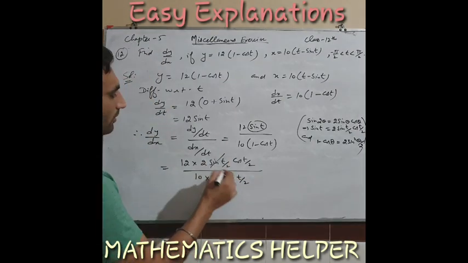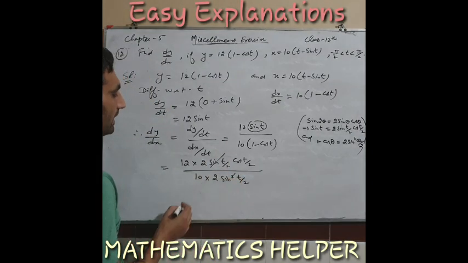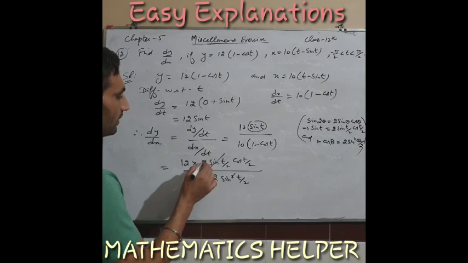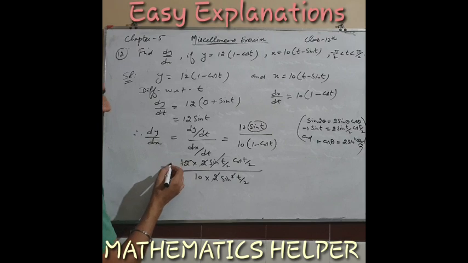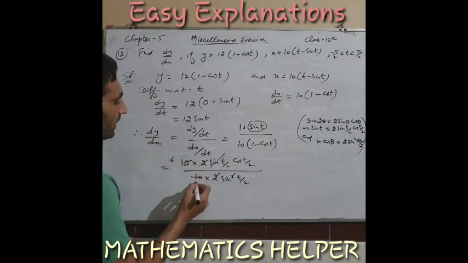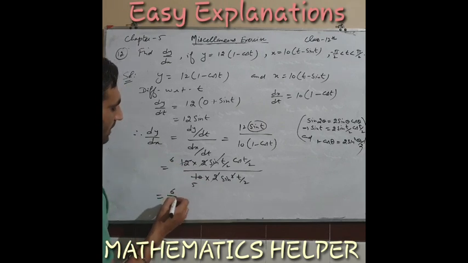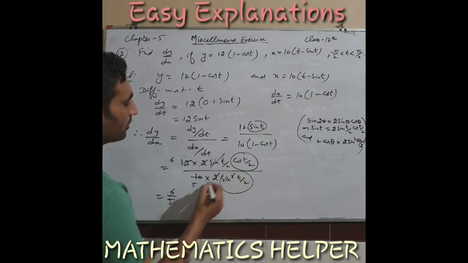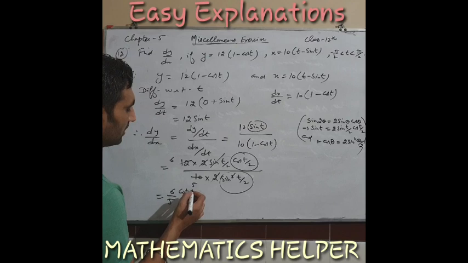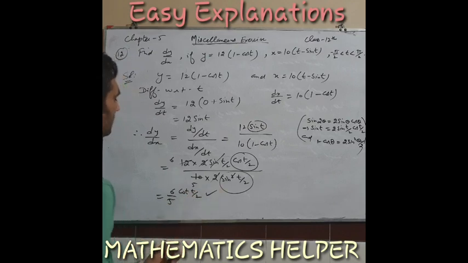So sin t over 2, one time cancelled, one time left. And here 2 can be cancelled with 2 and 12. 2 into 6, 12, 2 into 5, 10. So you have 6 over 5. Here cos t over 2 and one time sin t over 2 will be cot t over 2. So this is the required answer of question number 12.